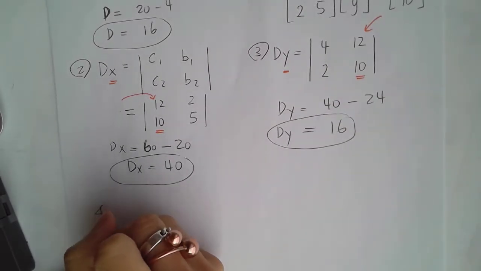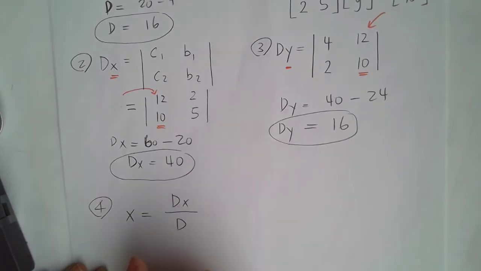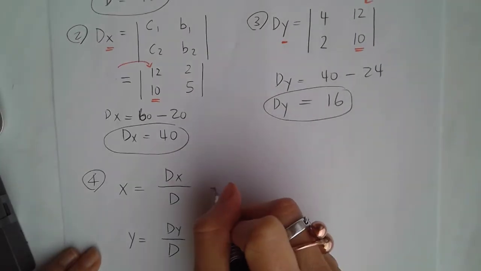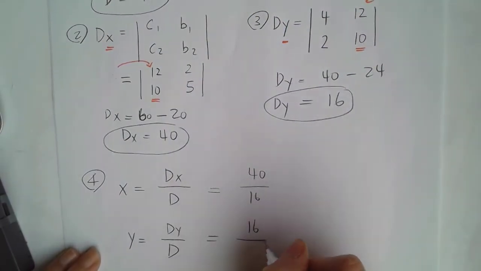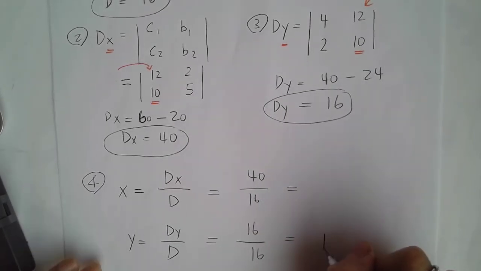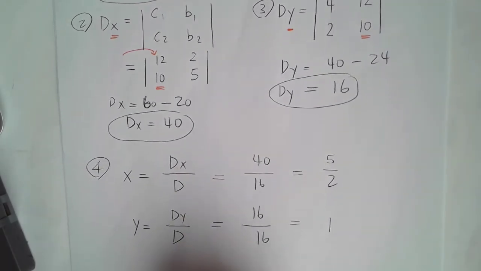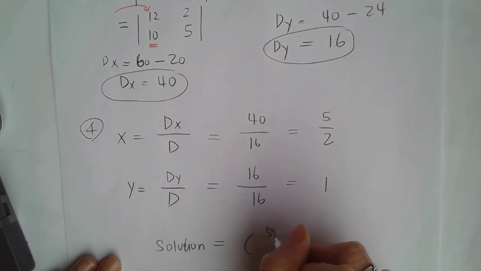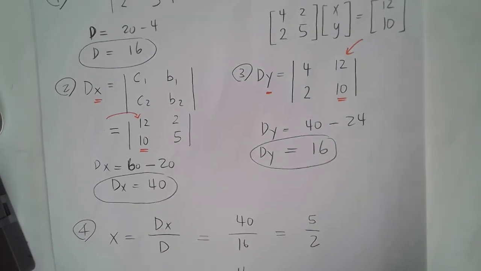The last step is this. X is equal to D sub x over D. Y is equal to D sub y over D. So what's D sub x? 40. What's D? 16. What's D sub y? 16. What's D? 16. And that's it, voila. So y must be 1, and x we can simplify, so it's going to be 5 over 2. So our solution to this linear system is 5 over 2 and 1. That's how easy this is.